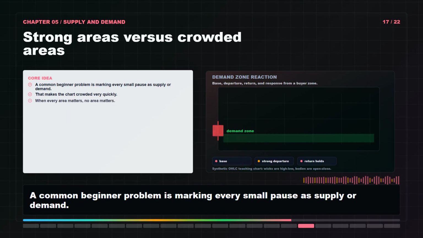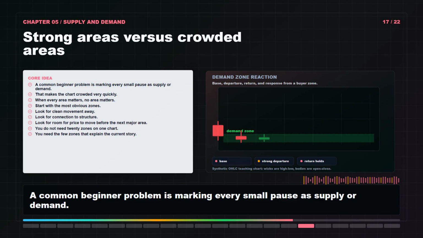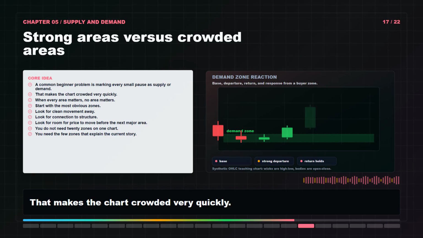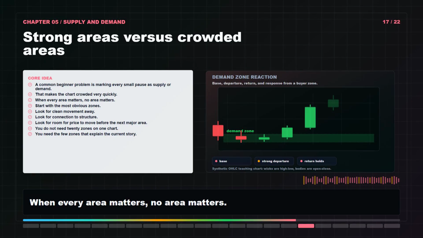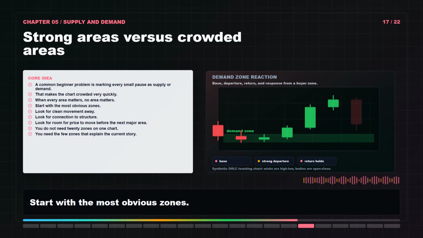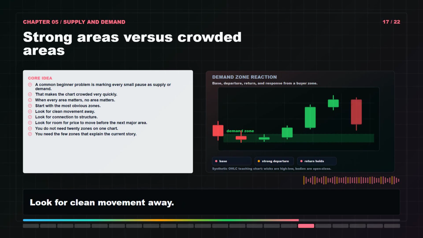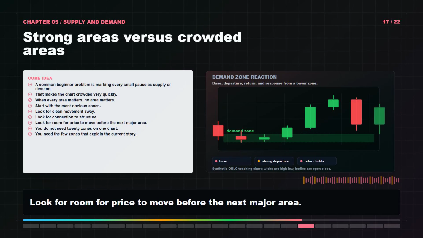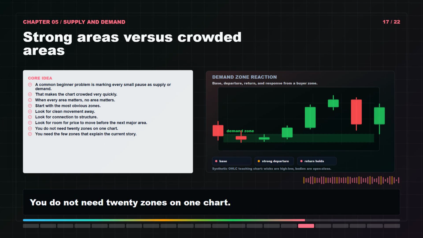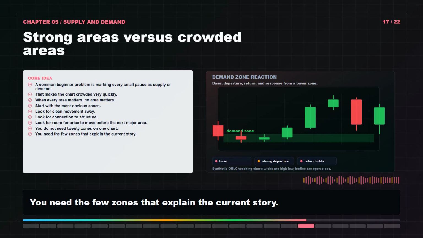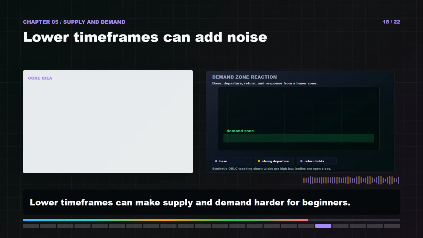A common beginner problem is marking every small pause as supply or demand. That makes the chart crowded very quickly. When every area matters, no area matters. Start with the most obvious zones. Look for clean movement away. Look for connection to structure. Look for room for price to move before the next major area. You do not need 20 zones on one chart. You need the few zones that explain the current story.